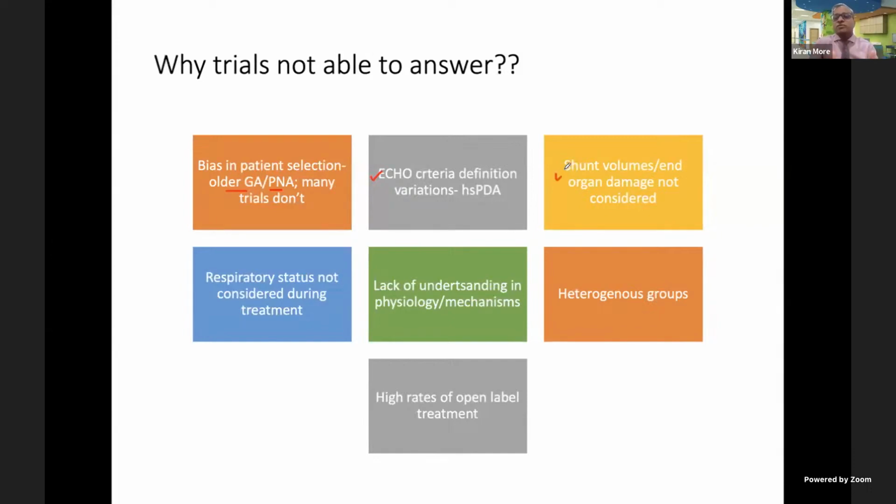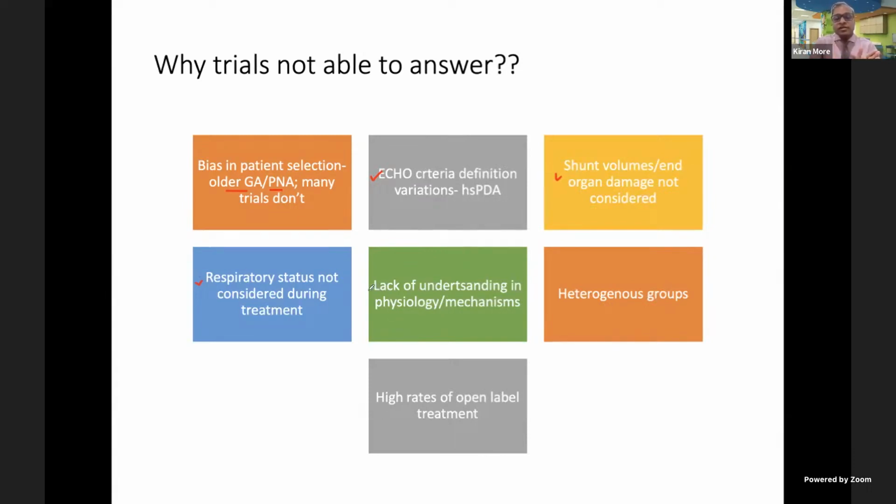Nobody has looked at shunt volumes and end organ damage. What is the effect of the long-standing PDA, the duration of this PDA? How much is the shunt volume which might affect the lungs? All those things nobody has considered. Again, the trials don't talk about the respiratory status, because in clinical practice we do speak a lot about this, right? What if the baby is ventilated or is on CPAP or NIV or just oxygen? Our management approach does change, right? So it's not just the presence or absence of PDA that is important, but the current clinical status is equally important.